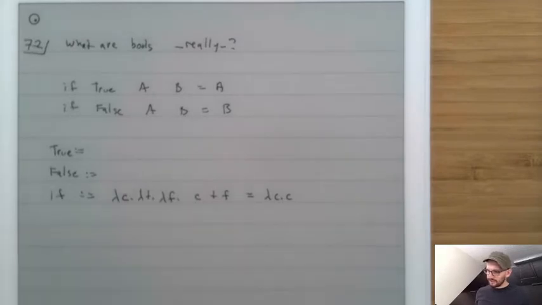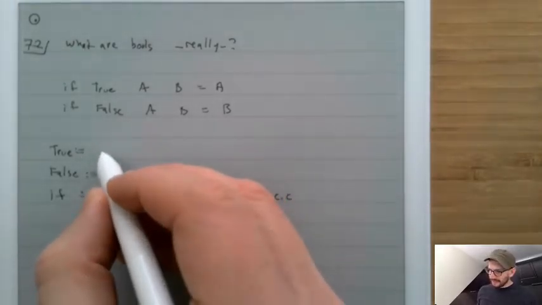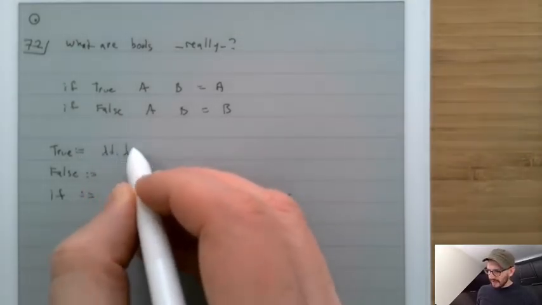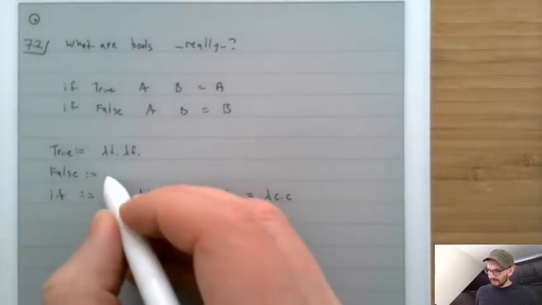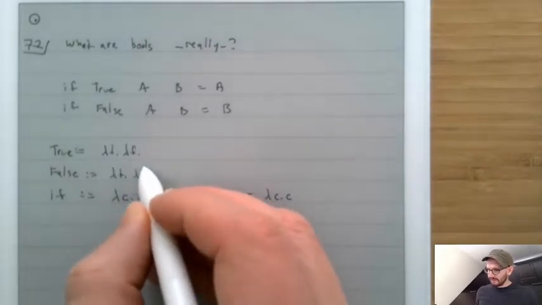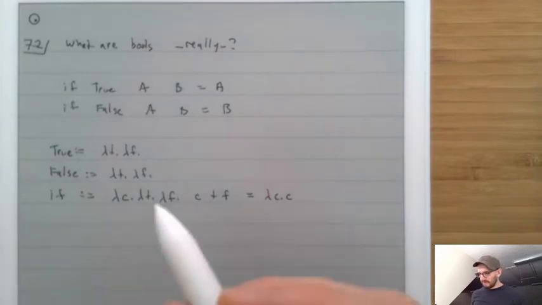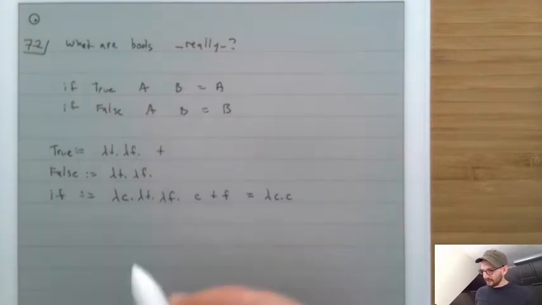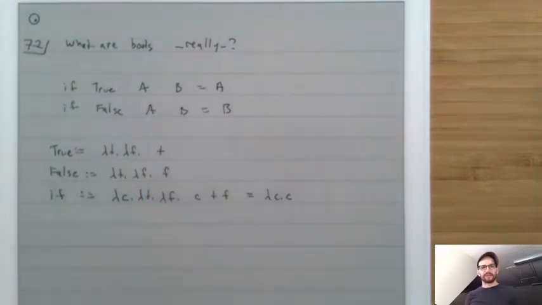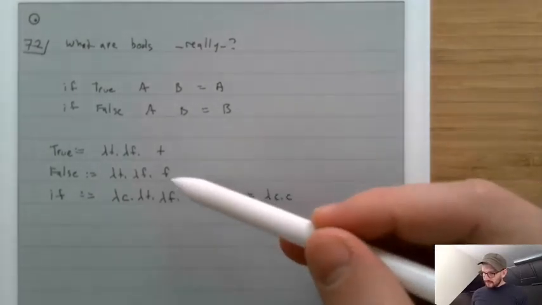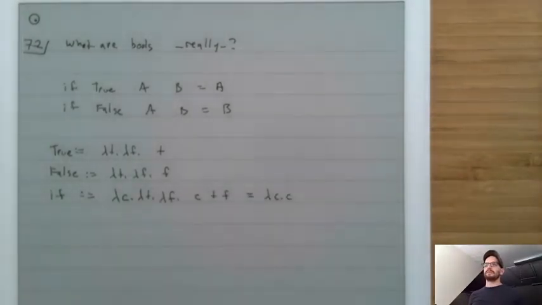All right, now what are the conditions? Well, true needs to take a true branch and a false branch, and false needs to take a true branch and a false branch. But what true does is it returns the true branch, and what false does is it returns the false branch. So these 3 values right here fully implement true and false.